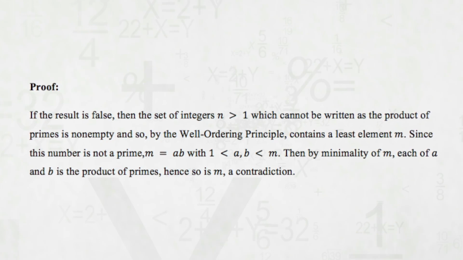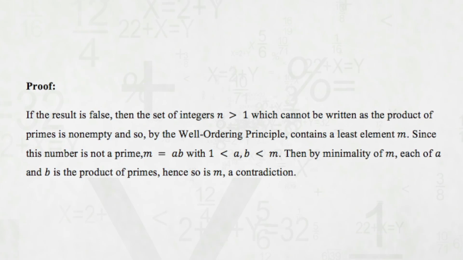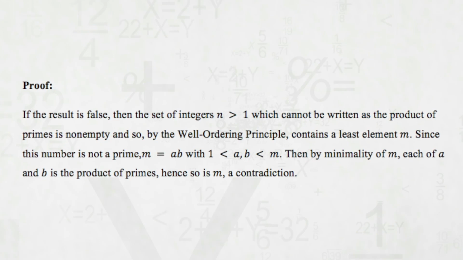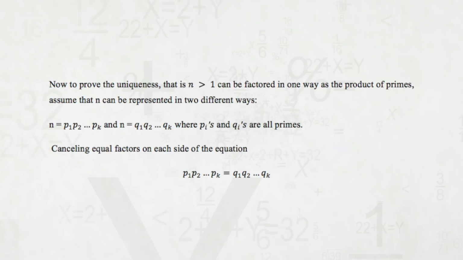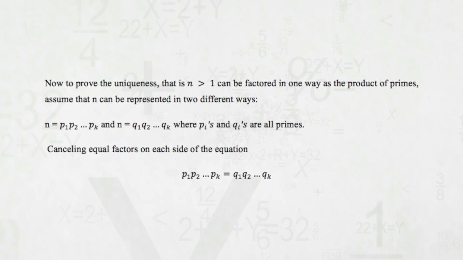Then by minimality of m, because m is the least element, each of a and b is a product of primes, hence m is also a product of primes, and that is the contradiction. Now we have to prove the uniqueness, that is, n greater than 1 can be factored in only one way as a product of primes.